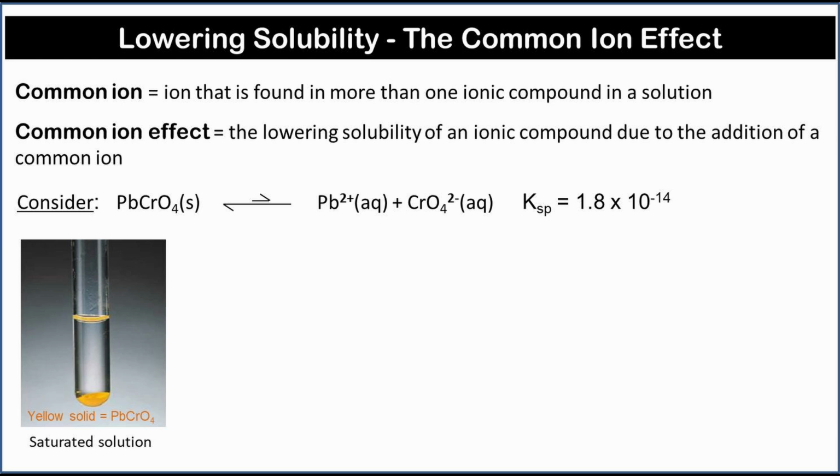A common ion is an ion that is found in more than one ionic compound in a solution. The common ion effect is the lowering of solubility of an ionic compound due to the addition of a common ion. Lead chromate is considered very poorly soluble in water. The equilibrium reaction is shown with the value of the solubility product constant. In the left figure, we have a saturated solution of lead chromate. The yellow solid is lead chromate.